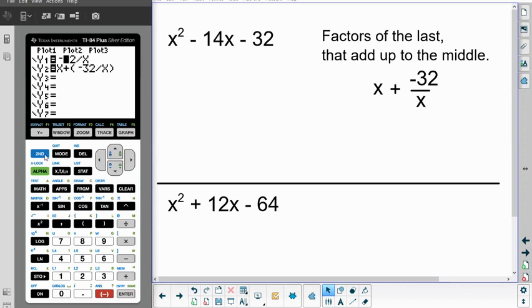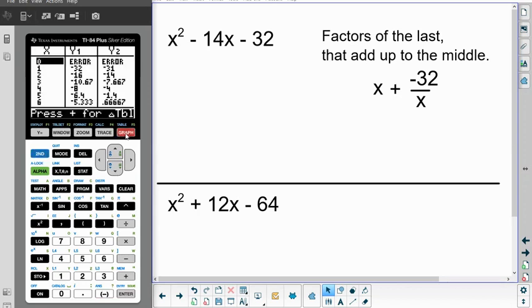So let's go to our table now. And let's look for our target. Our target is negative 14. Remember, factors of the last add up to the middle. And we want them to add up to negative 14. And look at that. Third row down. They're adding up to negative 14.